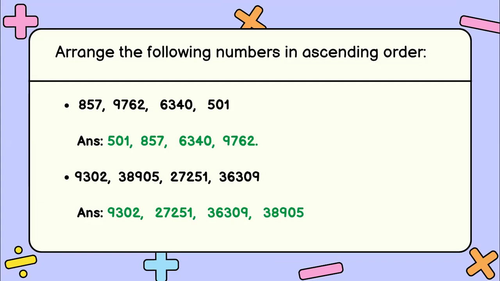Let's move on to the next two numbers. We have 38,905 and 36,309. The first digits are the same, 3 and 3. So we'll move on to the thousands place. We have 8 here and 6. So which is bigger? 8. Which is smaller? 6. So the third number will be 36,309 and the next number will be 38,905.